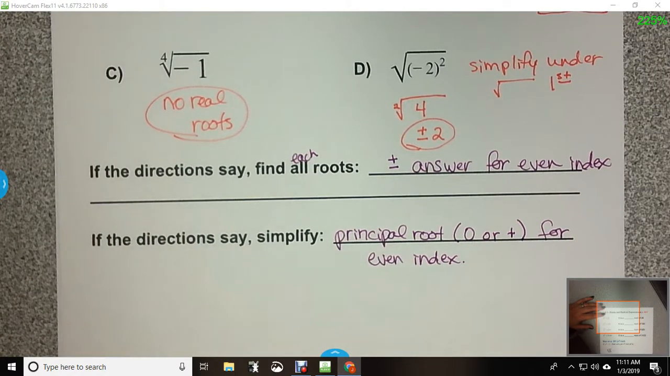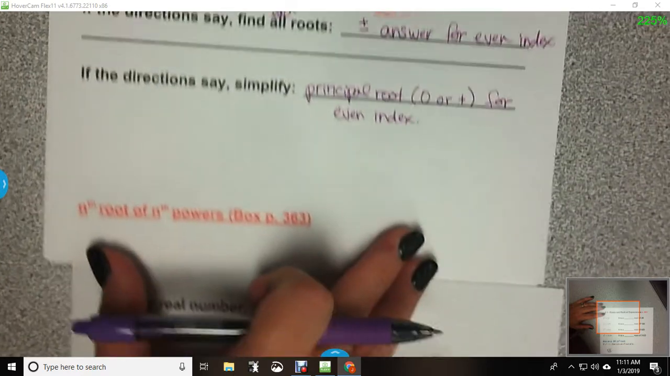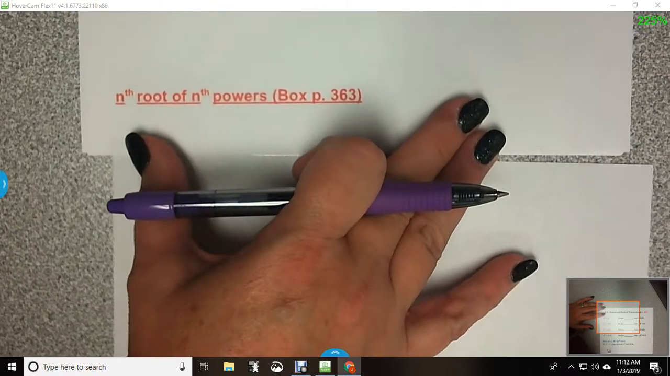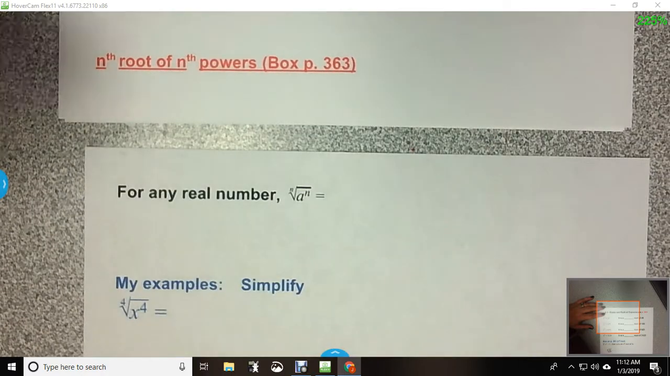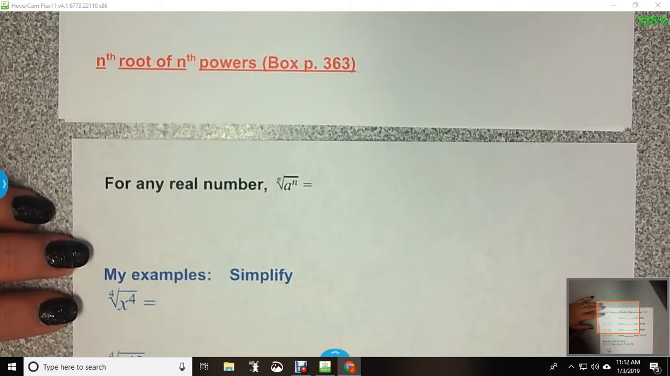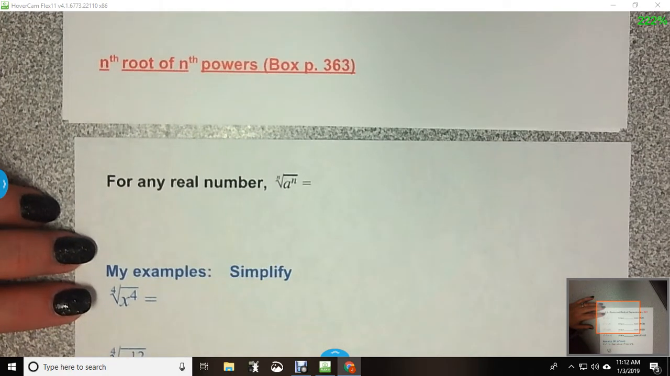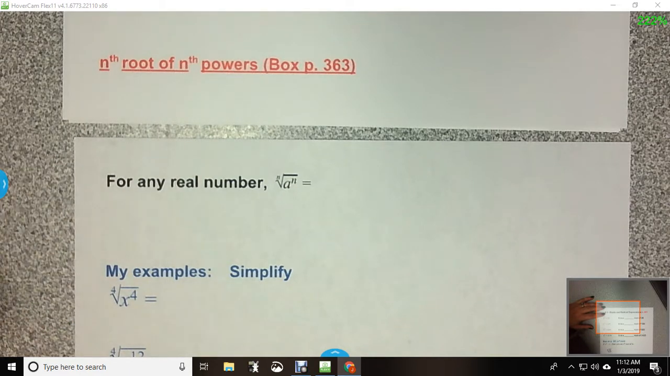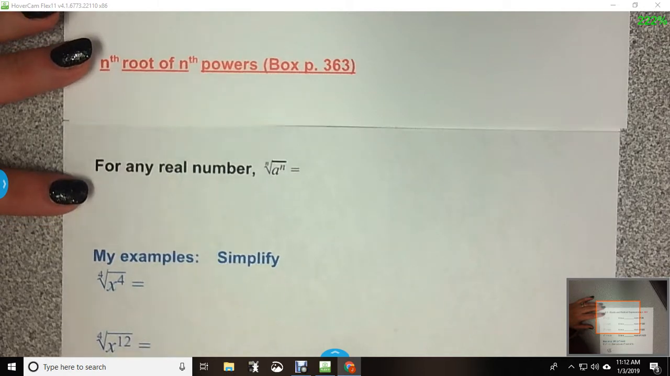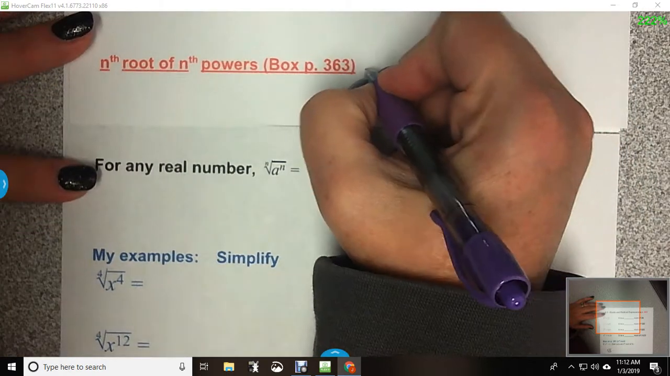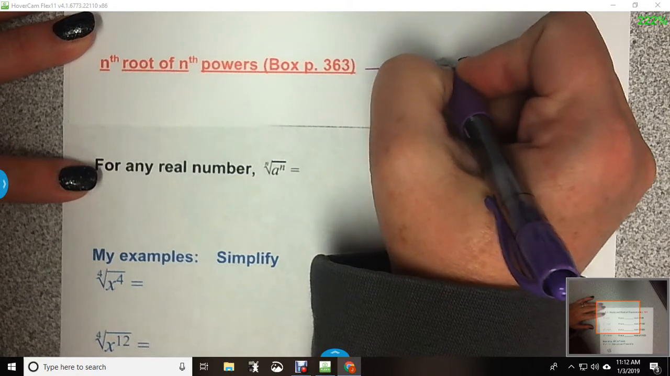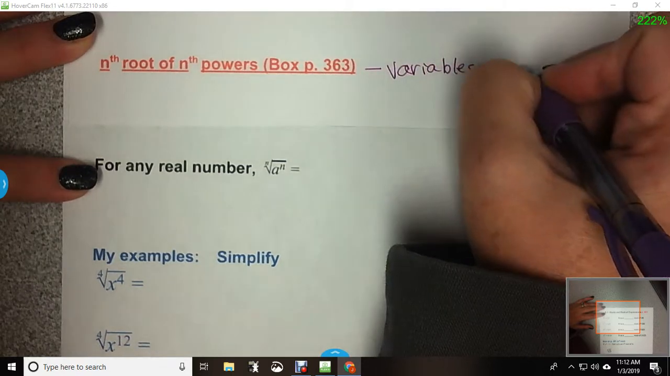So now, the next thing, there's a box in your book on page 363 that talks about the nth root of n powers. And it sounds a little bit confusing, but this is what you're going to do when you have variables in a radicand. Okay? If it's numbers under there, you don't have to worry about this. But you're going to use this when there are variables under the radical.